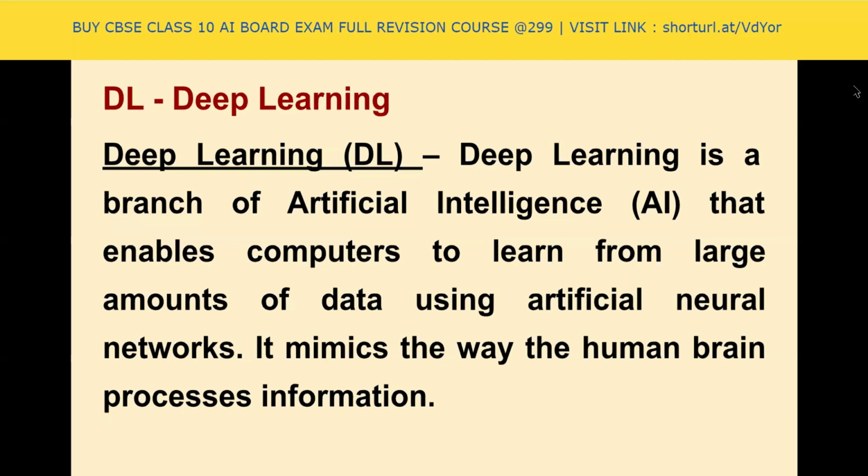Okay, before we move further, after machine learning, there's one more main area under machine learning, which is deep learning. So what is basically deep learning? First, listen. Deep learning is a branch of artificial intelligence, AI, that enables computers to learn from large amounts of data using artificial neural networks. It mimics the way the human brain processes information.